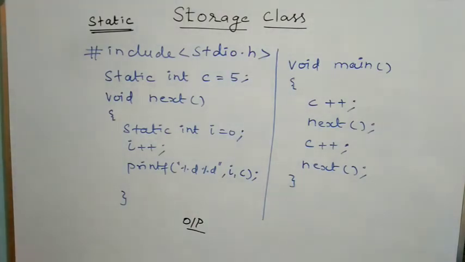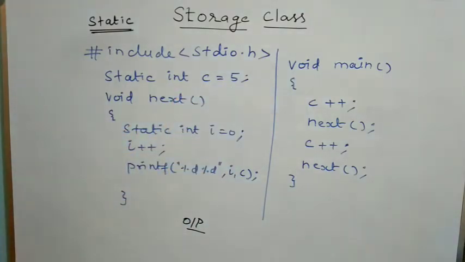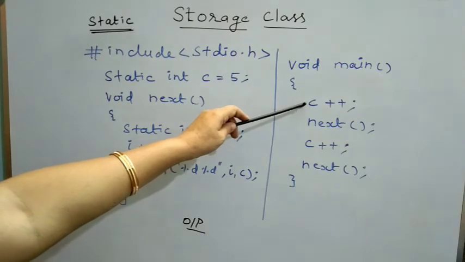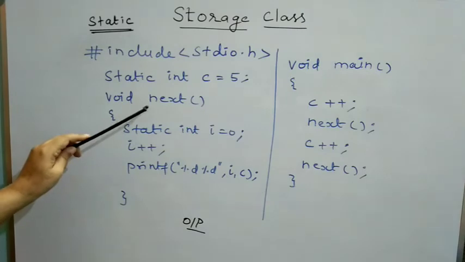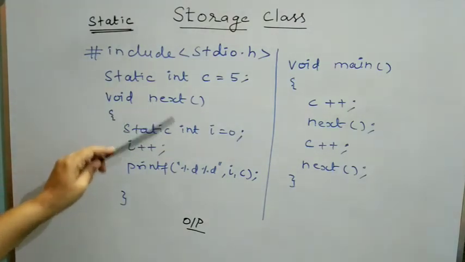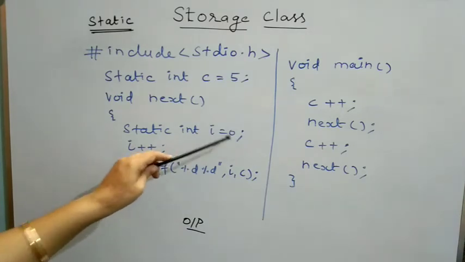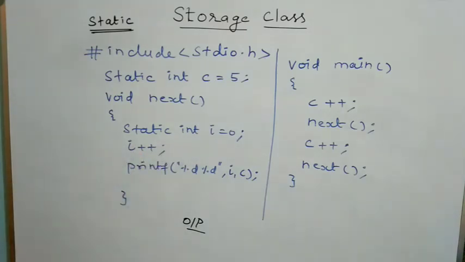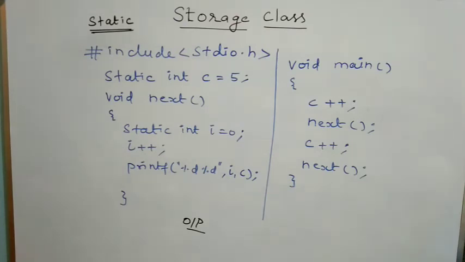When I execute this program, execution starts from the main function. What is the first statement? It accesses the global variable c and increments it. Next statement calls the function next, so control transfers to next. Inside the function next, it initializes a local variable i with 0 and i is incremented, so now i becomes 1. The last statement is the printf statement. It prints the values of i and c.